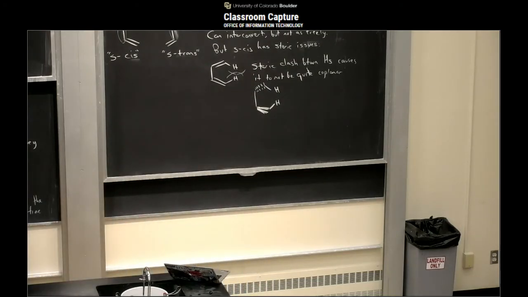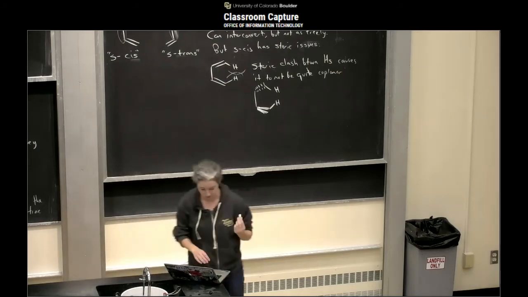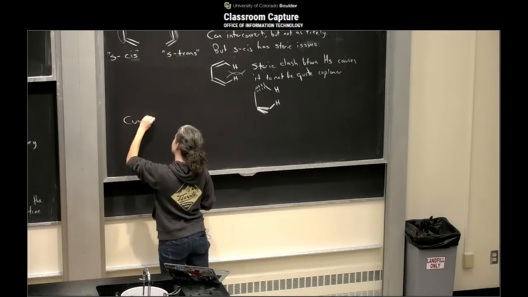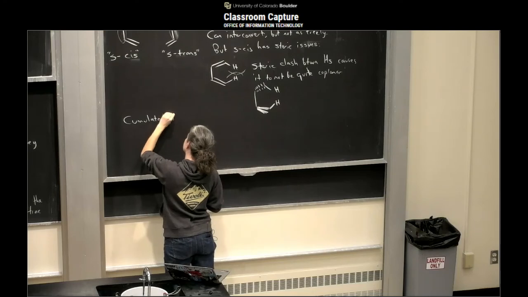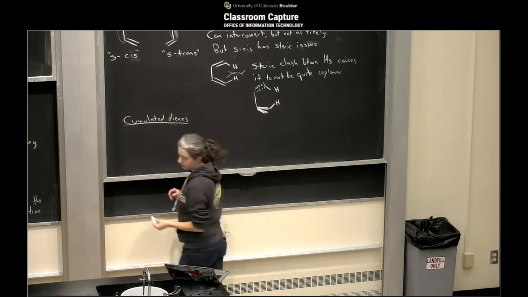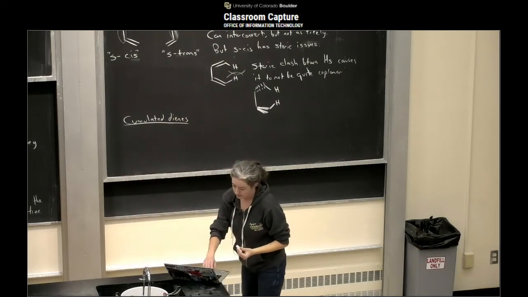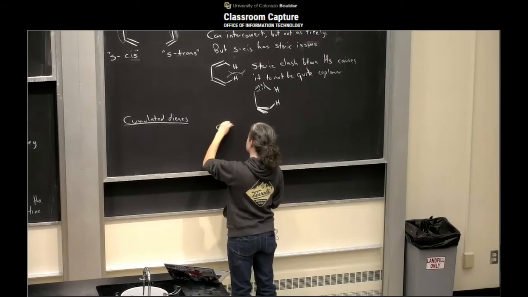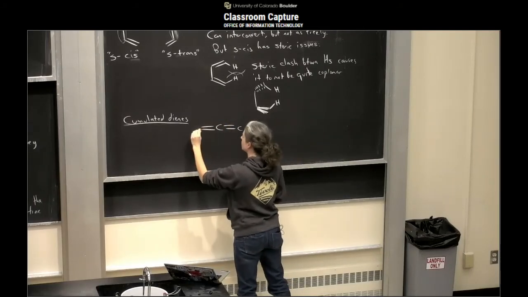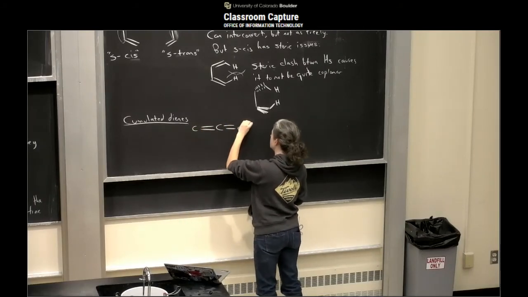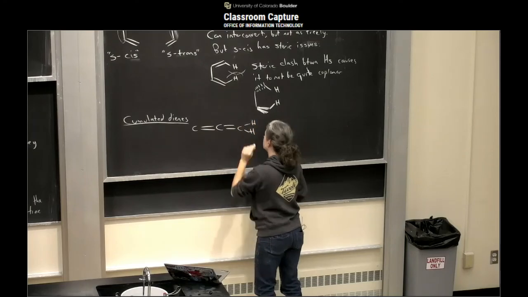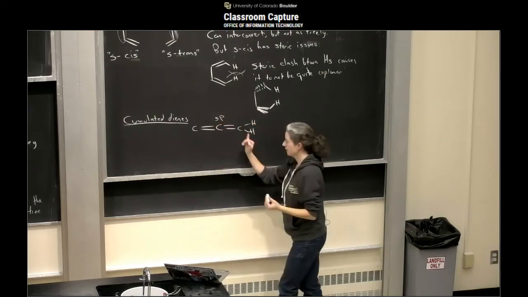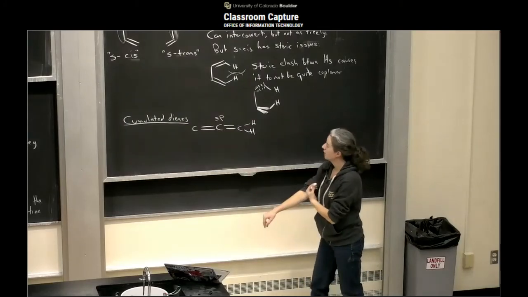Okay, cool. So I've got like 4 minutes, which is just all the time I need to cover all we're going to see of cumulated dienes. So these things' whole deal is there's a carbon in the middle, and it's sp hybridized, and then the two on the ends are sp2.